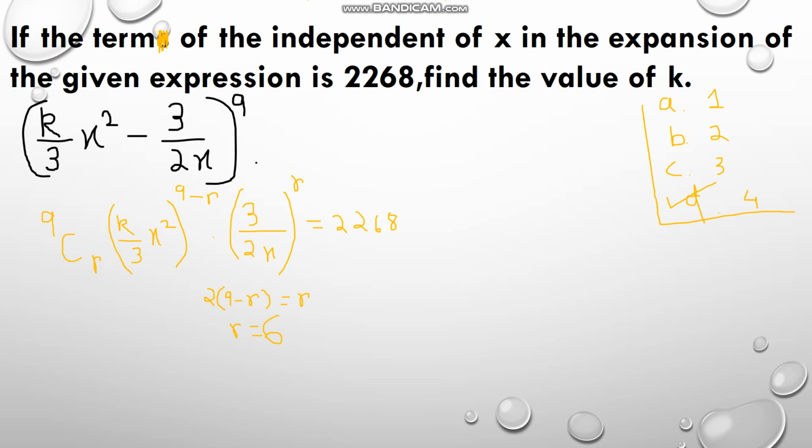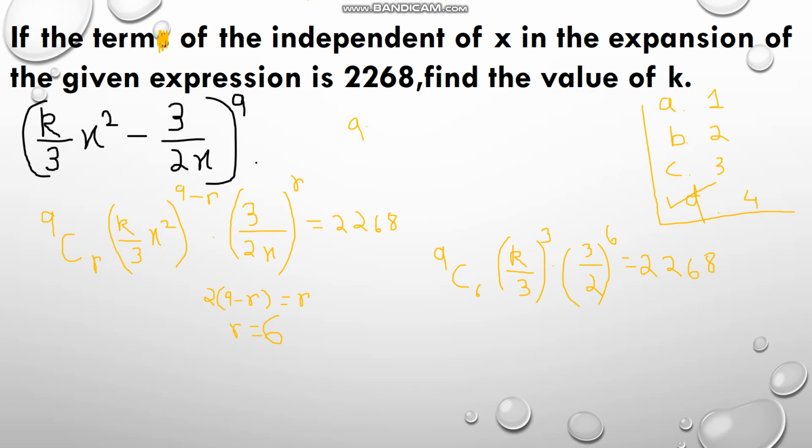Now let's write the general term once again. 9C6. We need not write x right now. (k by 3) whole to the power cube, then (3 by 2) whole to the power 6. This is equal to 2268. We need to find the value of k. Just a simple equation solving.